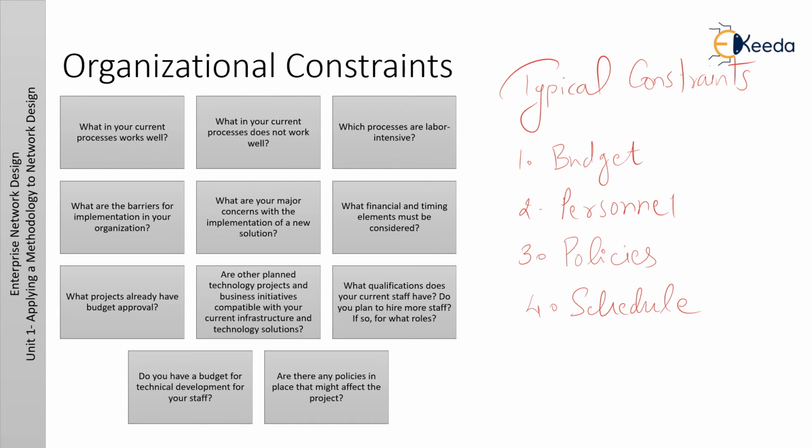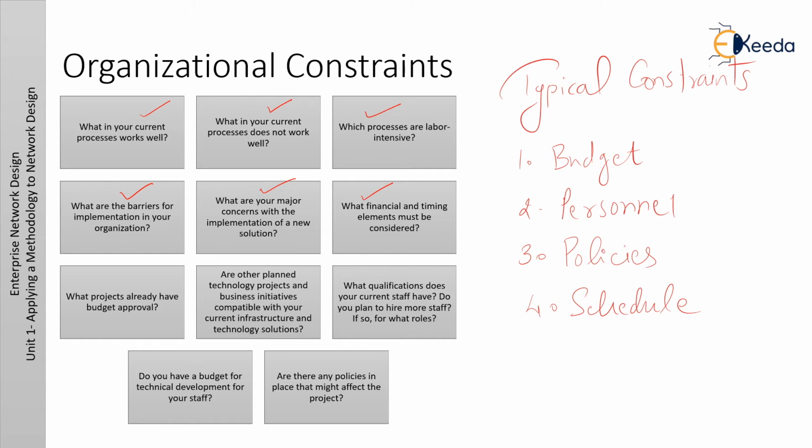Discuss organizational constraints. Now, what are the constraints with respect to these goals? Let us discuss one by one. What in our current process works well? What in our current process does not work well? Which processes are labor intensive? What are the barriers for implementation in your organization? What are your major concerns with the implementation of the new solution?